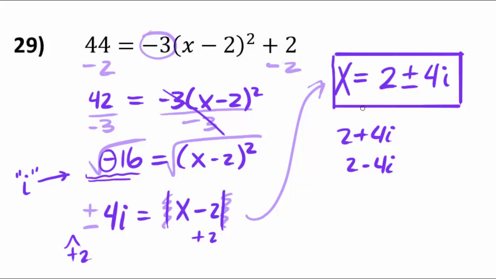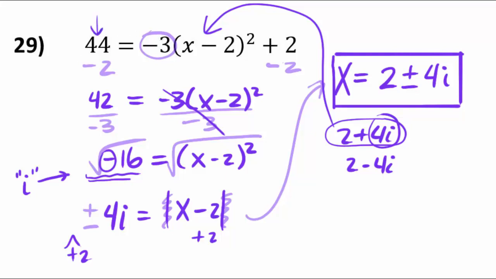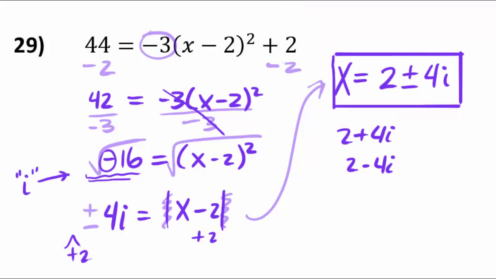What's really interesting about these two answers is if you plug them back in for the variable, the 2 that's in each answer and the -2 cancel. And so you're left with the 4i or the -4i part. When you square those things, you get 16i squared, and 16i squared is -16. -16 times this -3, and then if I add 2, will come out to be the 44 that I wanted in the end. So it does check, even though it's a complex number. You just have some more math stuff to do to get there.